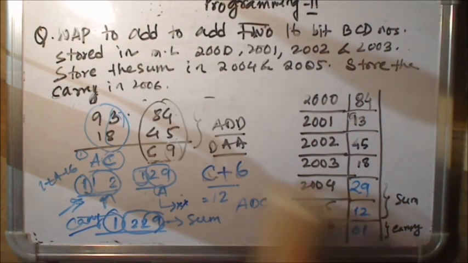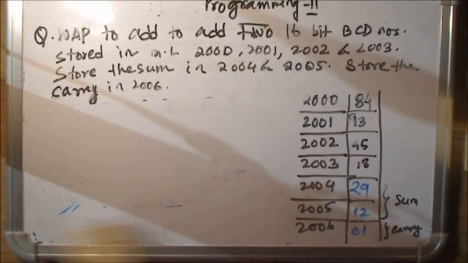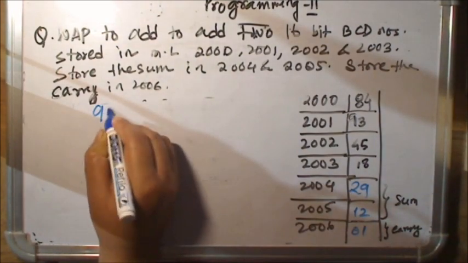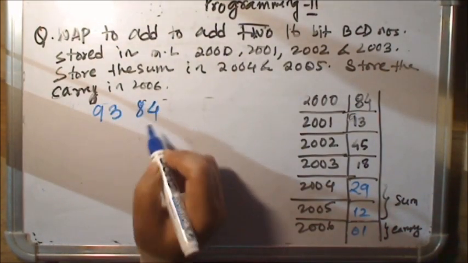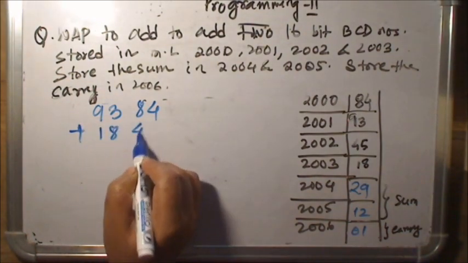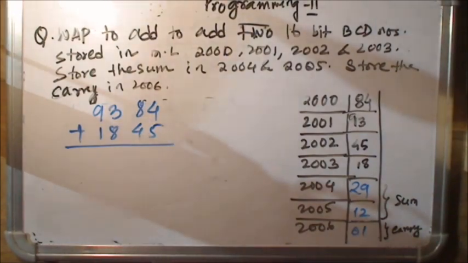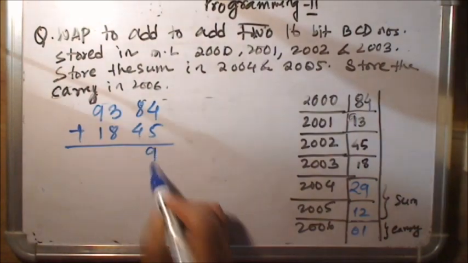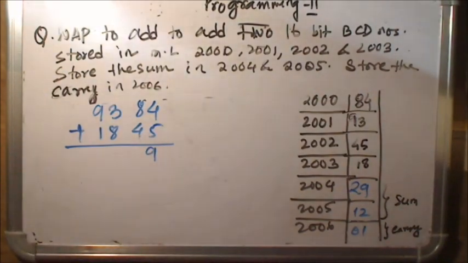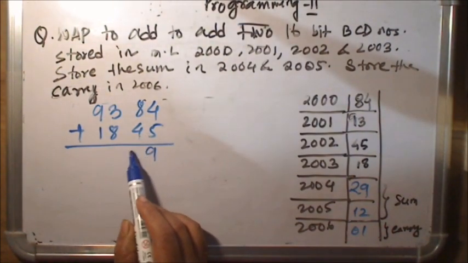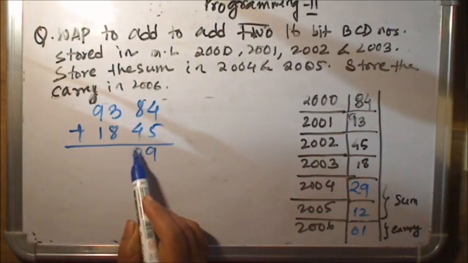Okay, so let's repeat this addition. Our number is 9384 plus 1845. What is the logic? How will you add? 4 plus 5, 9. When the microprocessor adds, how will it add? 4 plus 5 is 9. Then 8 plus 4 is 12. 12 means in hexadecimal C.